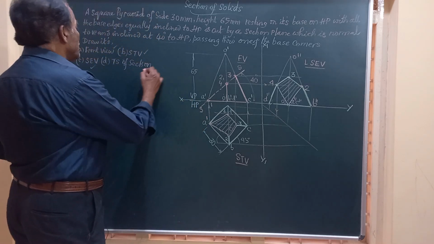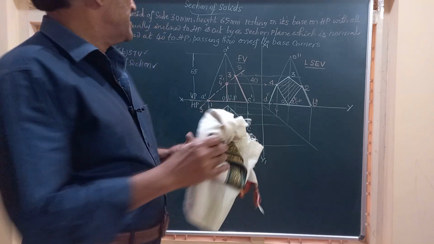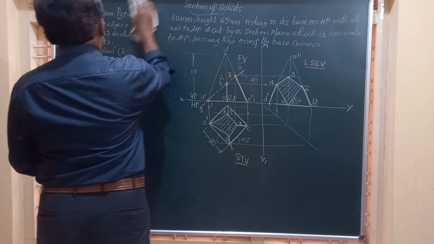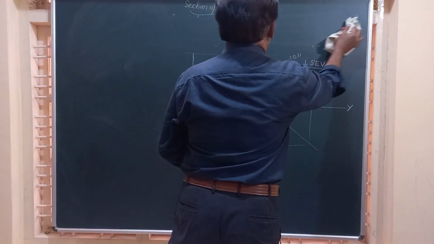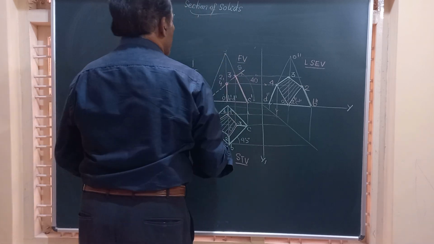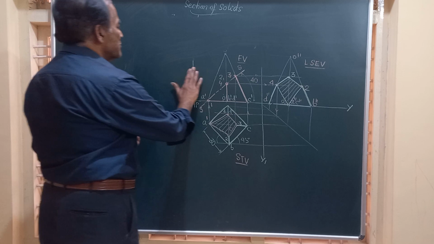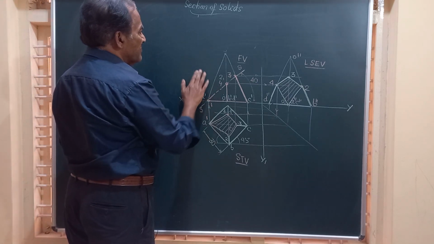And finally, we need to obtain the true shape of the section. Friends, it's very obvious that in the true shape of the section also, we need to get 4 points only. So what is the procedure to draw the true shape of the section? You know very well, friends.